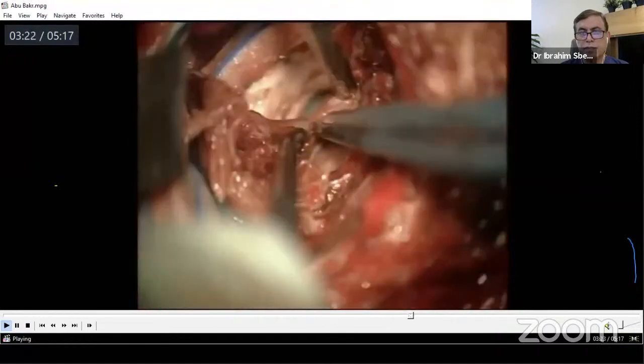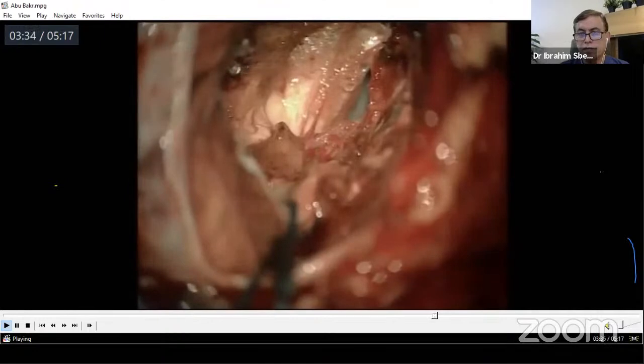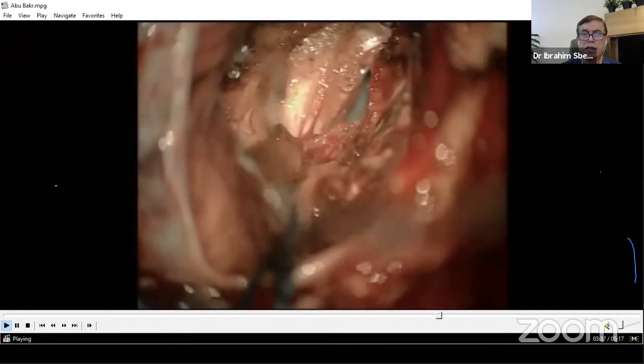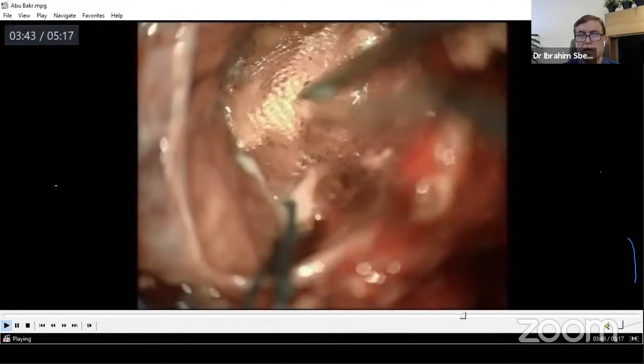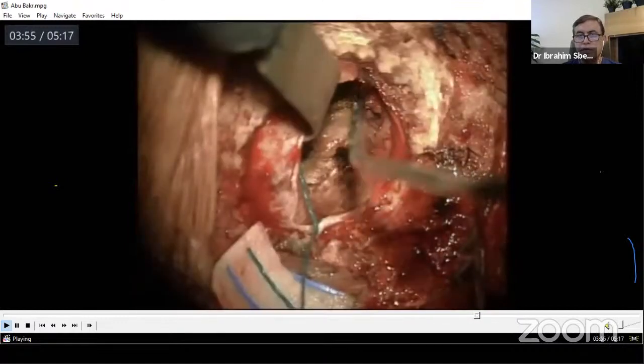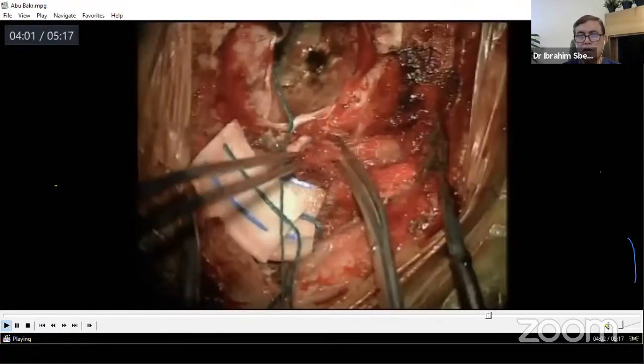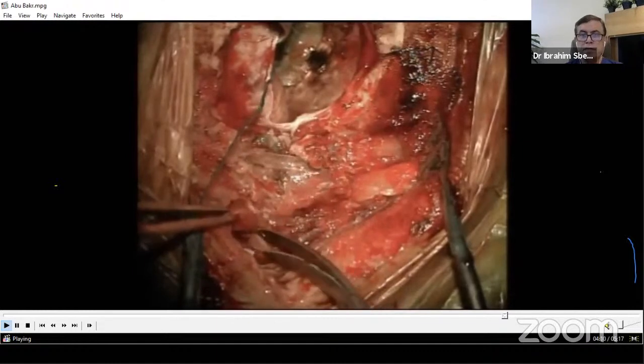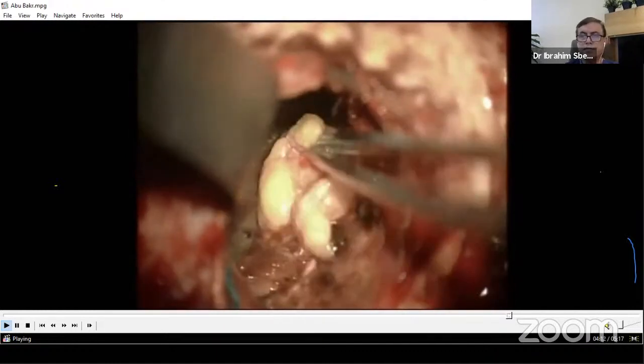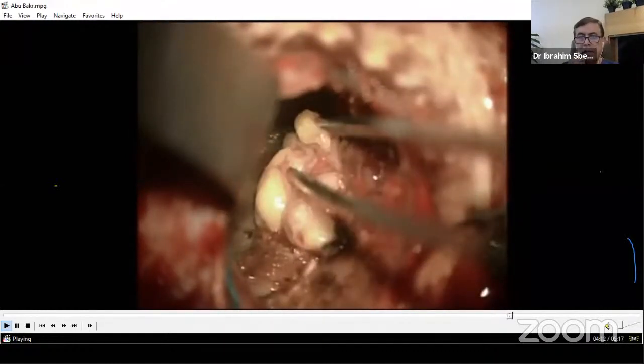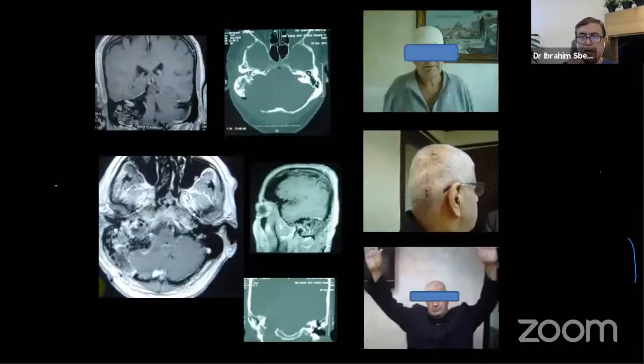Very big lesion. Again, here you can see the anatomy well, having decompressed the posterior fossa, and the usual muscle and fat closure. This is the post-operative appearance of the patient, and he was doing very well without any complications for 4 years.